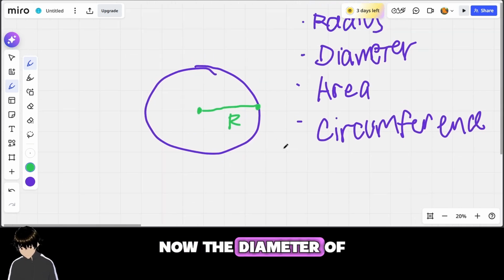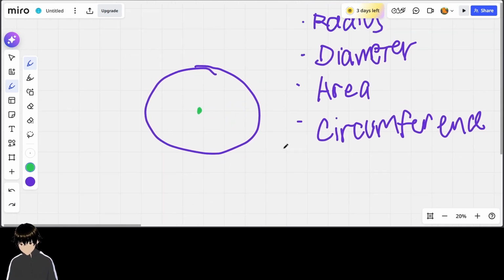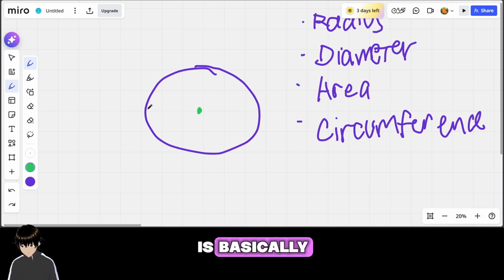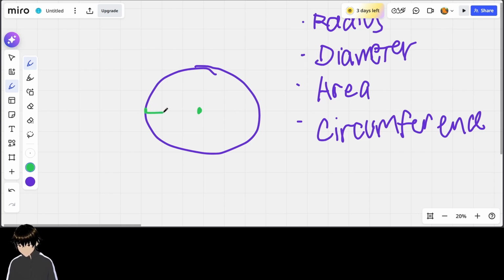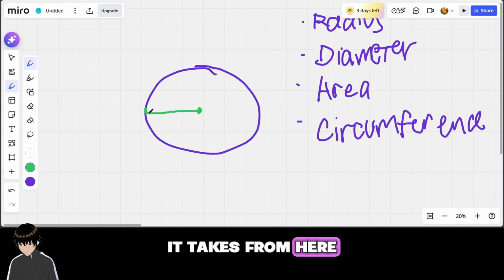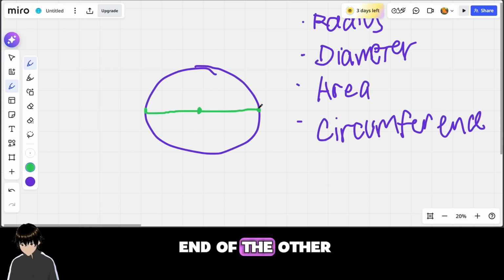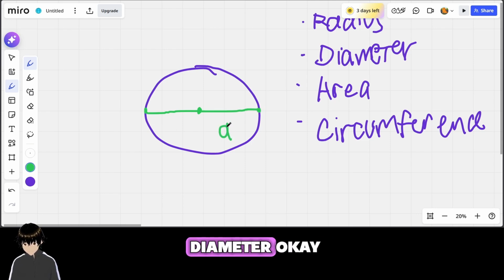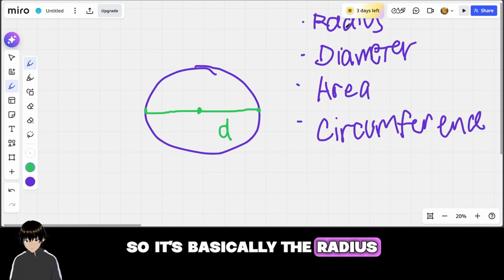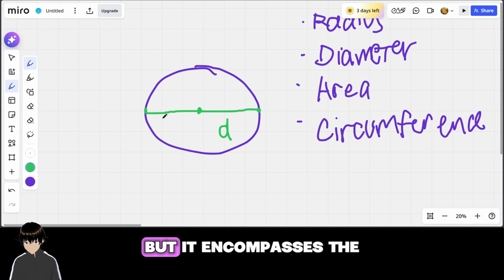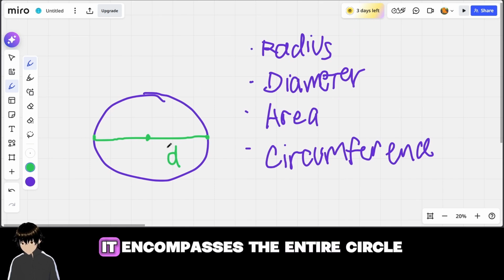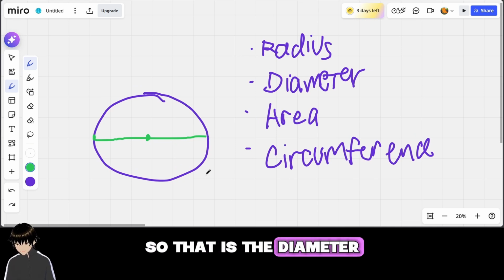Now the diameter of a circle is basically the distance that it takes from here to the center and then to the end of the other side. So that is the diameter. It's basically the radius, but it encompasses the whole, the entire circle. So that is the diameter.